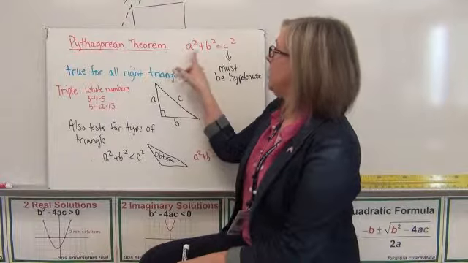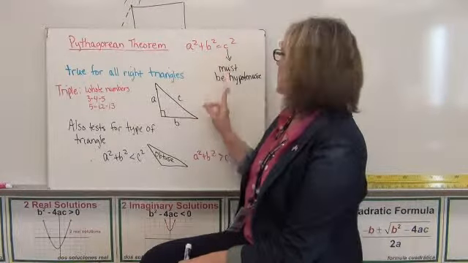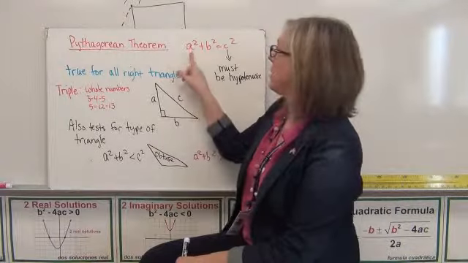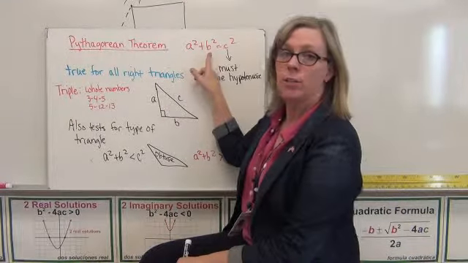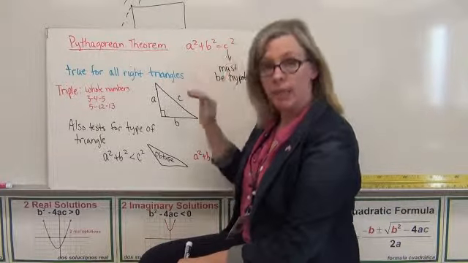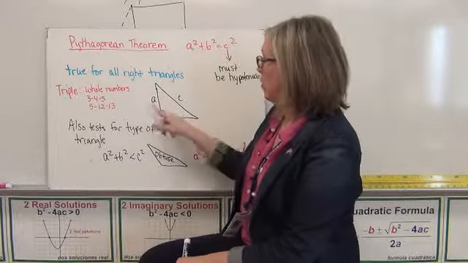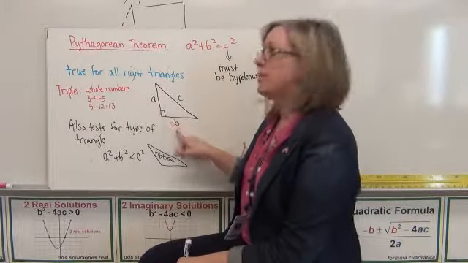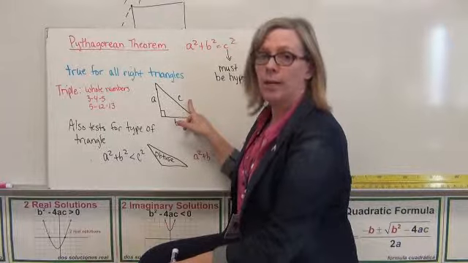Pythagorean theorem is simply a squared plus b squared is c squared, where c is the hypotenuse, and it is true for all right triangles. If I square one leg and add it to the square of the next leg, it will equal the hypotenuse squared, always, if it's a right triangle. So, if I have a triangle that looks like this, I can take this side and square it, plus this side and square it, and it has to equal this side squared.